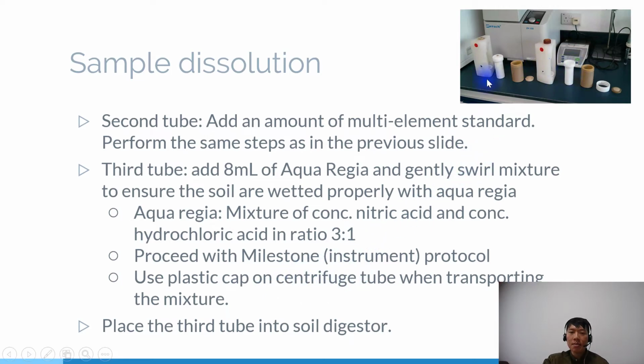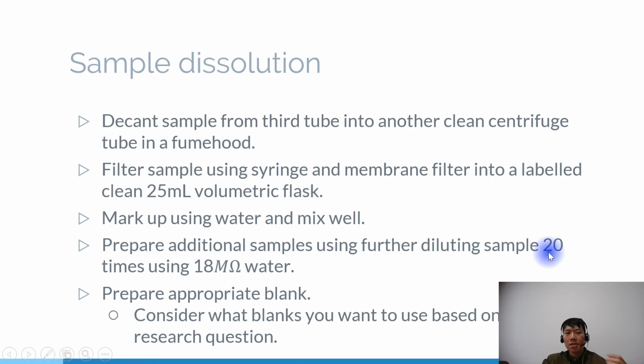Use this plastic cap on the centrifuge tube when you transport the mixture. Then you place the third tube in the soil digester. Okay, digester. After that, decant the sample from one tube to another tube. Okay, filter using a syringe and membrane. Right, these are things you can try in the lab.